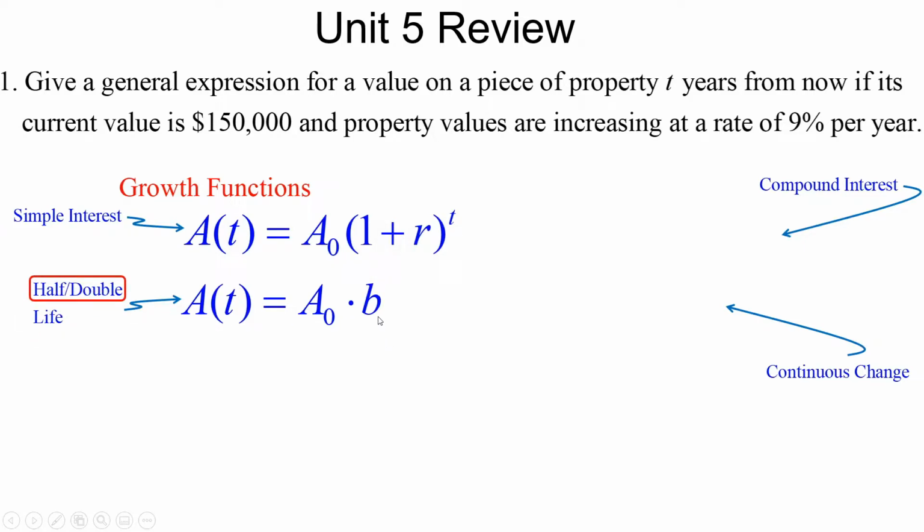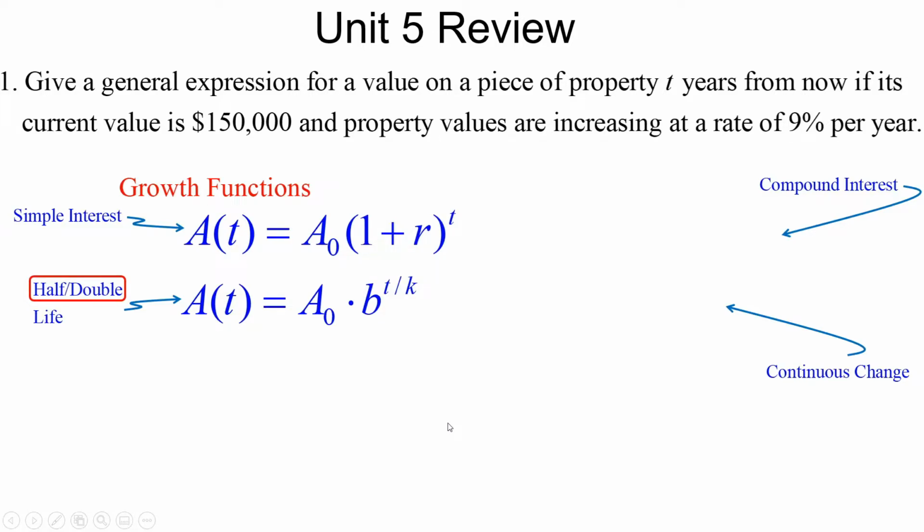If I want a half-life, I'm going to make b 1/2. If I want a double life, I'm going to make b 2. And that will be to the t over k power, where k is the number of units in time that it's going to take to multiply A sub 0 by b.